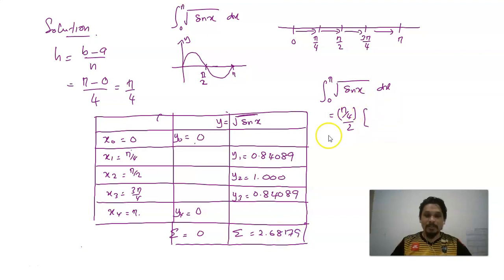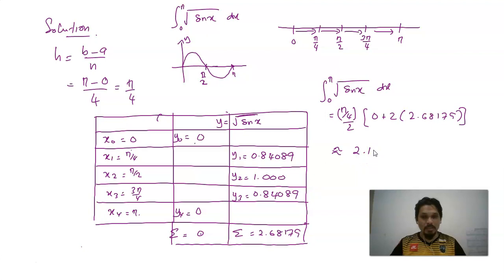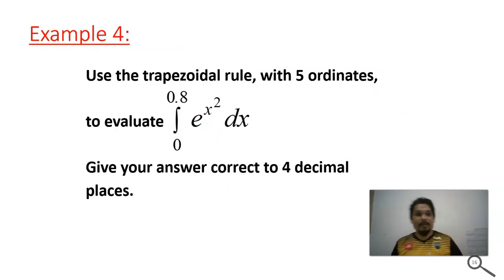So the total here is 0 plus 0, 0, and the total on this side here is 2.68179. So this part here, 0 plus 2 multiplied with the value of this, 2.68179, and the solution of this is approximately 2.62106. Okay. I think that is the last final example for this lecture.